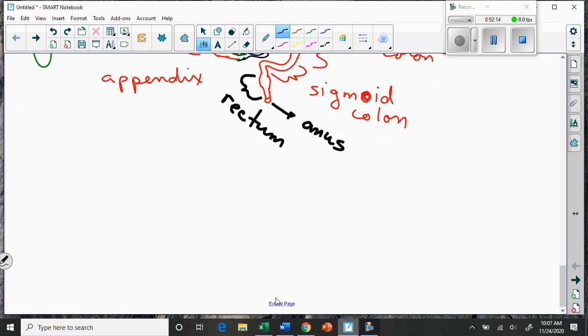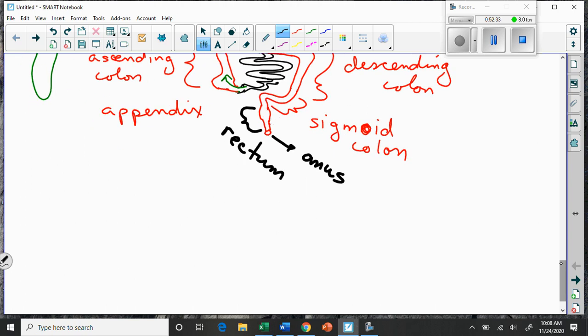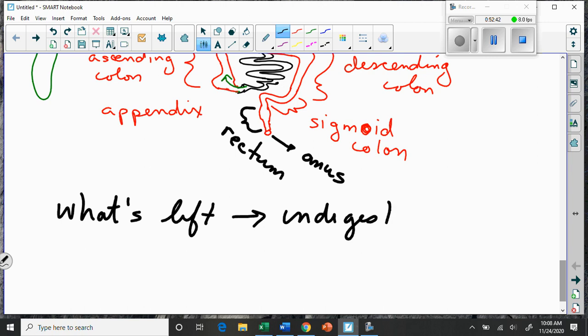Okay, so what is this doing? Well, think about where we're at. We've eaten this food, we've chewed it up, we've digested the crap out of it in the stomach. It's gone through the small intestine, and we've slowly absorbed all the things we want to get out of it. So what's left at this point in our food is undigestible material. I think that should be undigestible or undigestable, I don't know if it's an able or an ible. I think it's an able. Undigestible foods.